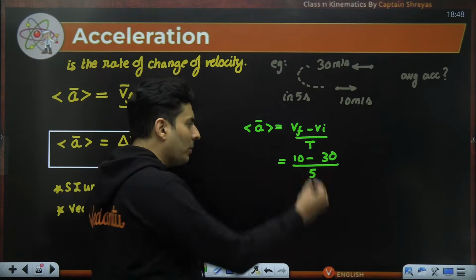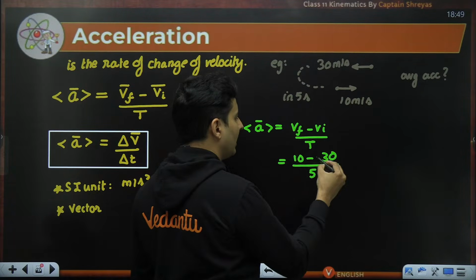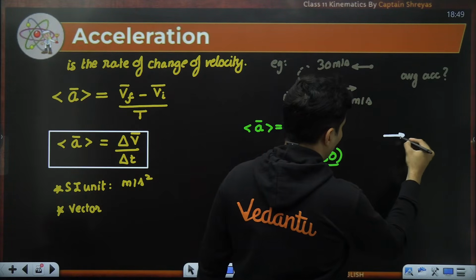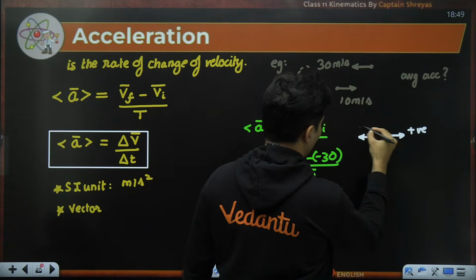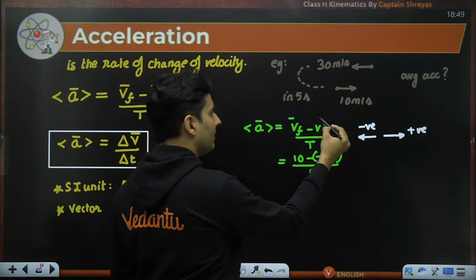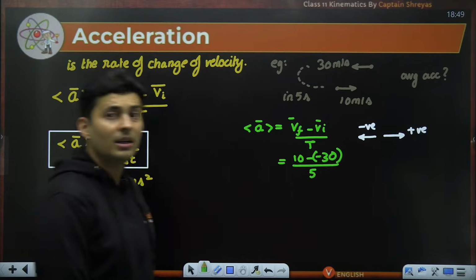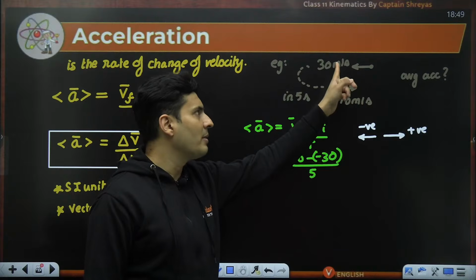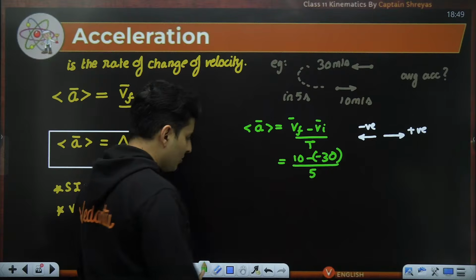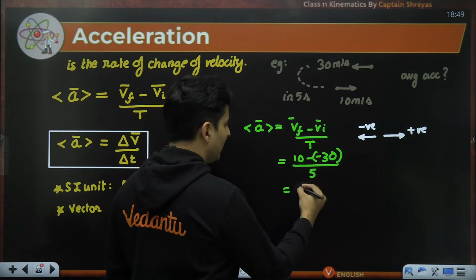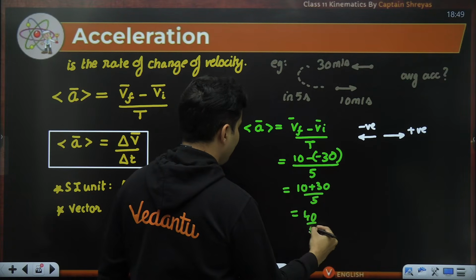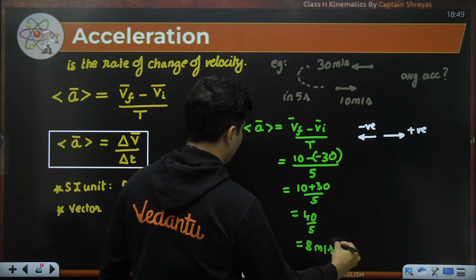Nobody knows. The problem here is the sign. 30 is not like this, it will be minus 30, and the reason is because if I take one side as positive, the other side is going to be negative, and each of them are vectors. Be careful about it. This is a vector, this is a vector. So the directional information is very important. So if I take this as 10, this will be minus 30 because the direction is exactly onto the other side, negative side. So that is the most common mistake. So minus minus is plus, so it will become 10 plus 30 divided by 5, which is 40 divided by 5, which is 8 meters per second square.